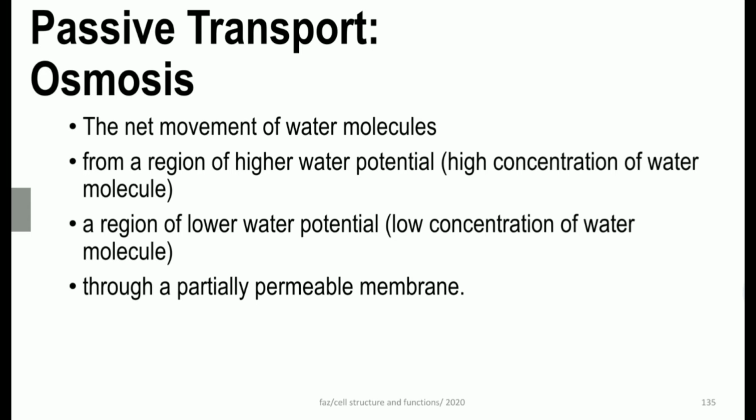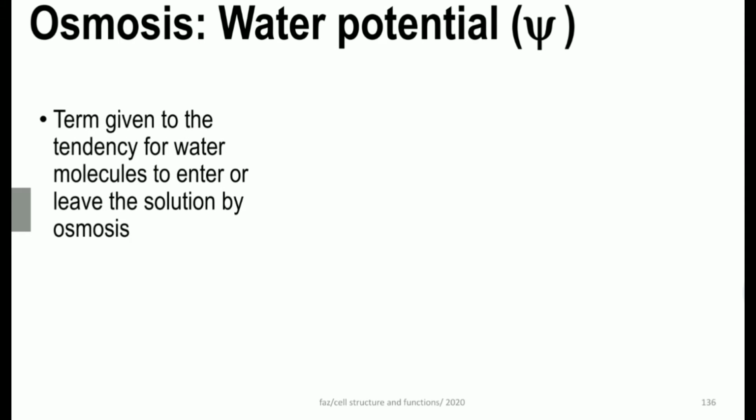Osmosis is the net movement of water molecules from a region of higher water potential to a region of lower water potential through a partially or semi-permeable membrane. So in this osmosis, we have to understand two concepts, which are to determine the water potential in a cell, whether it is in an animal cell or in a plant cell. So what is water potential?